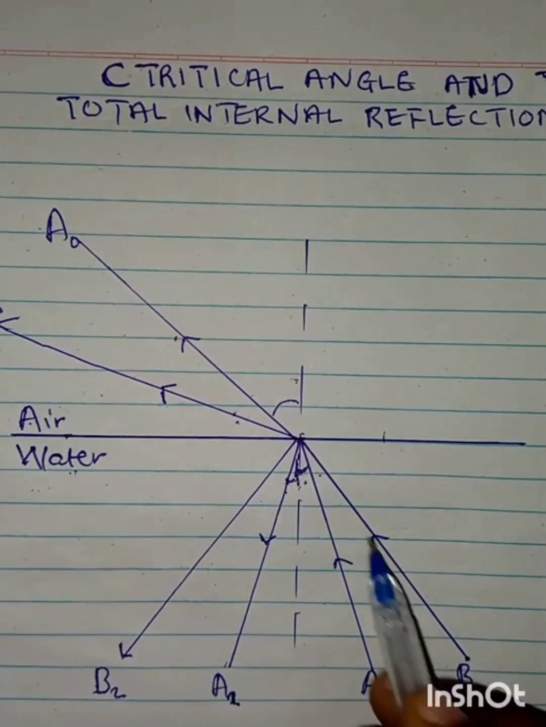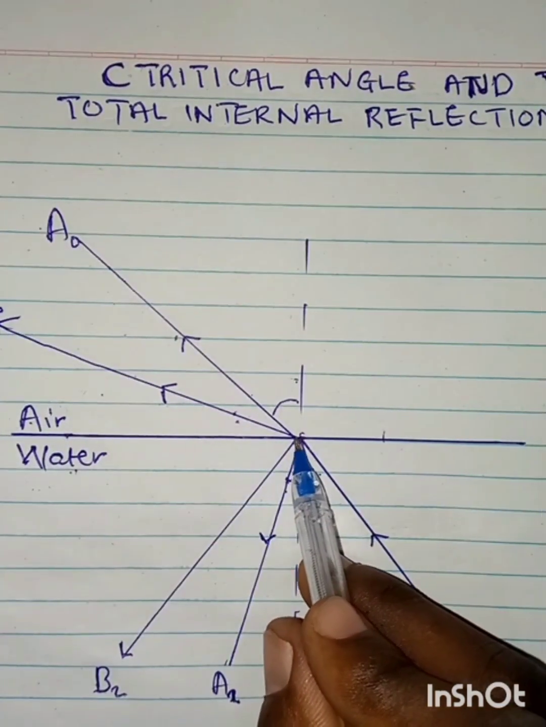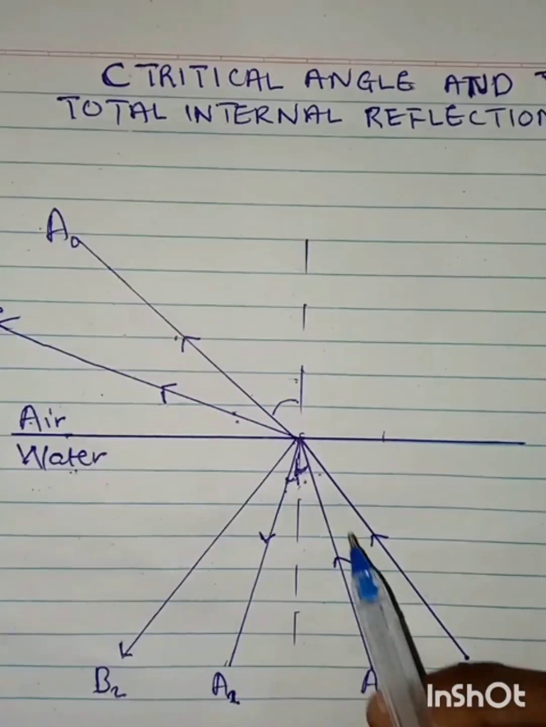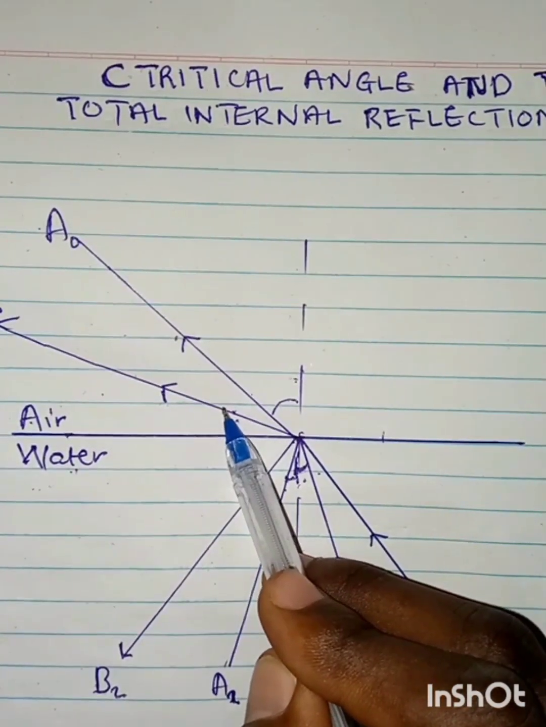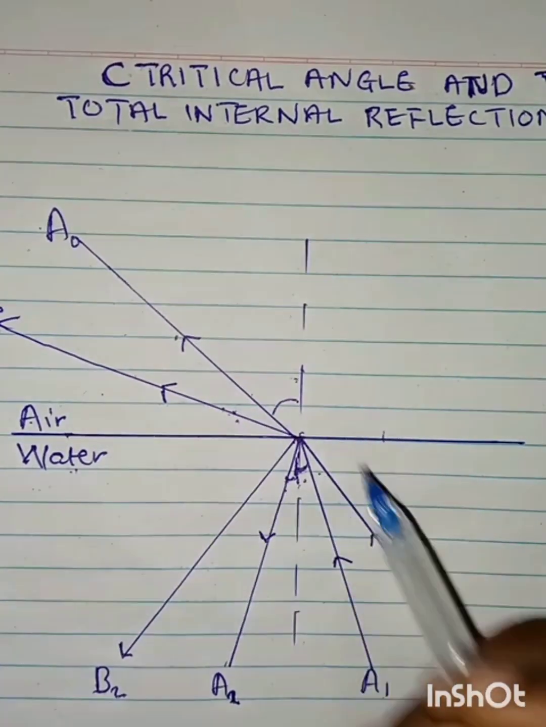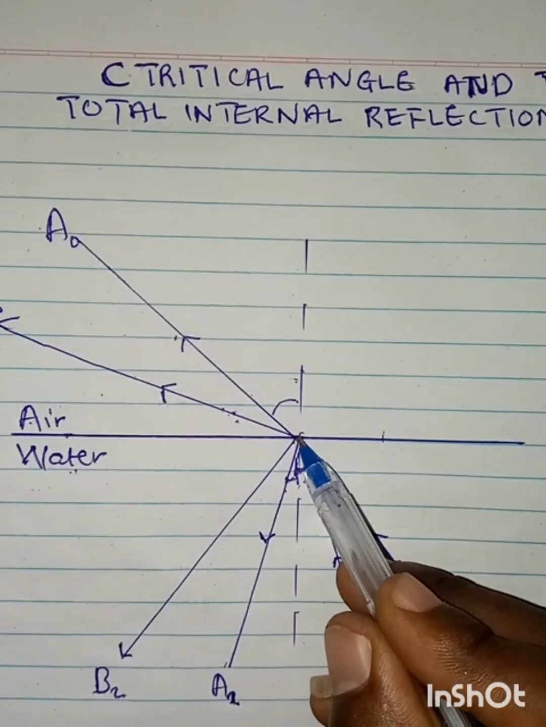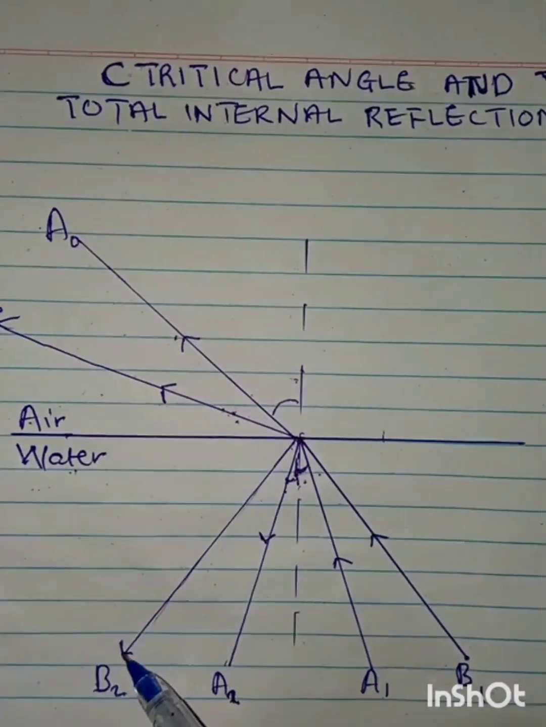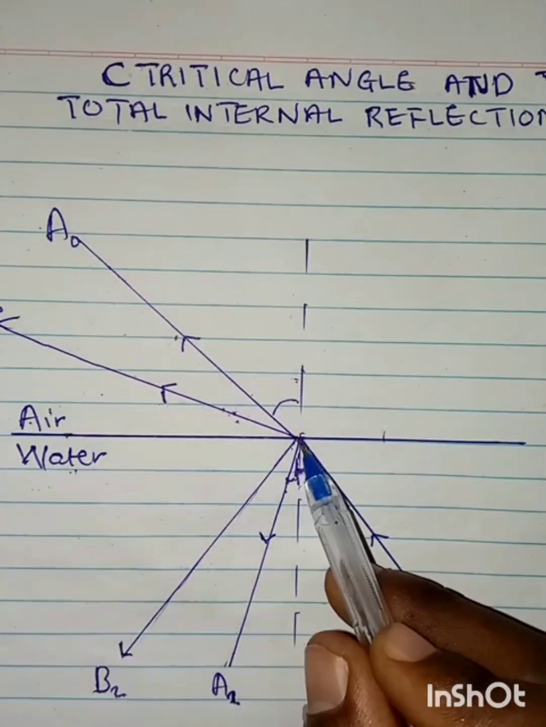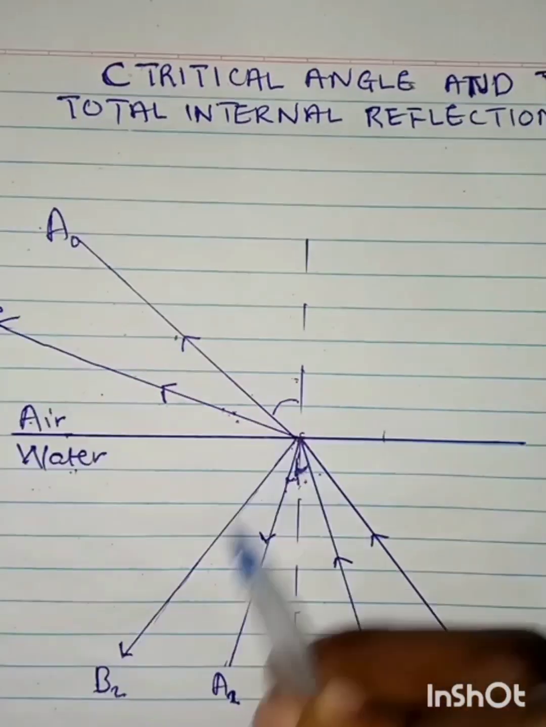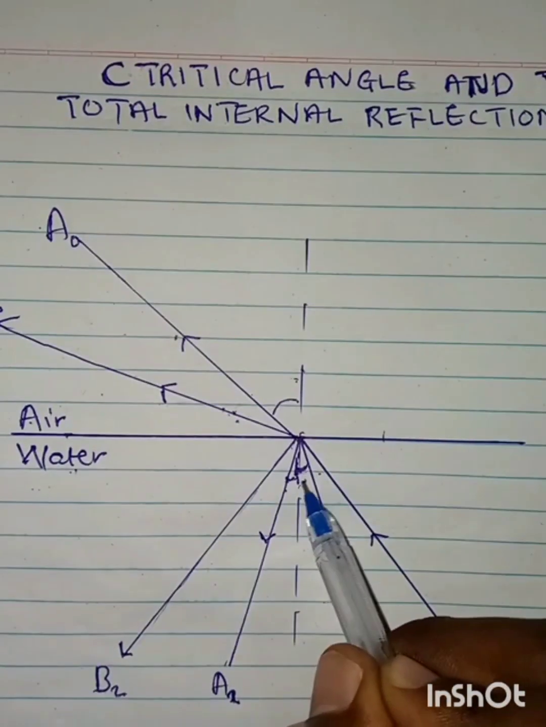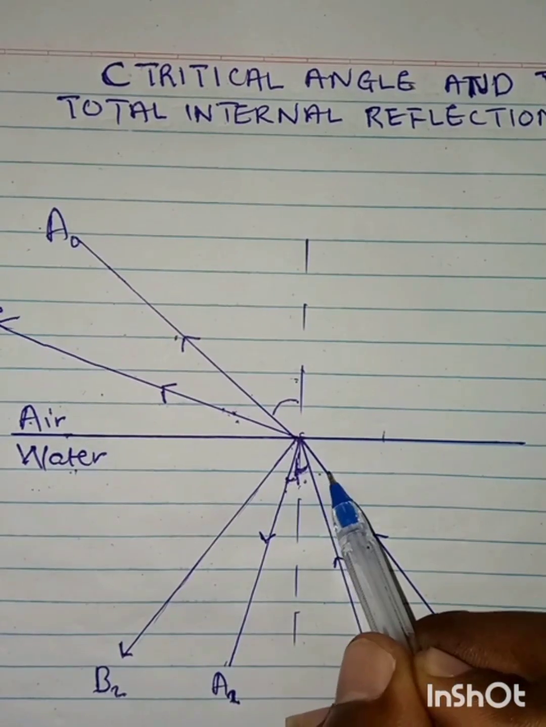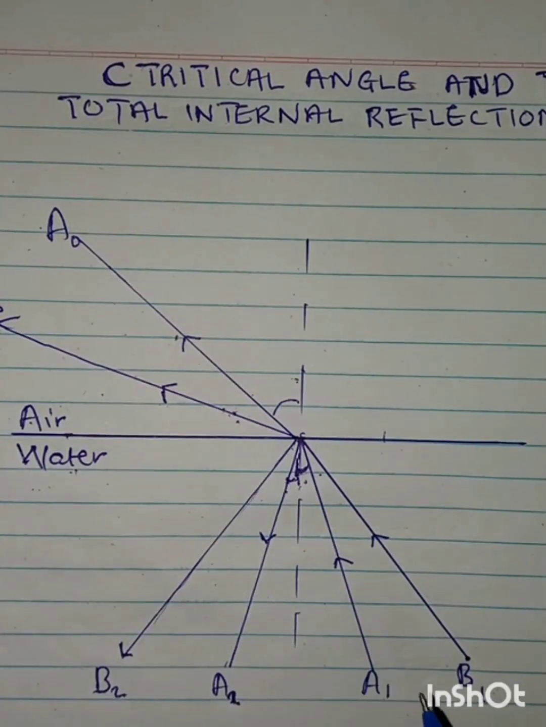Now, as the angle of refraction increases, the refracted ray now becomes weaker than the reflected ray within the more dense medium. This is because it becomes more likely for the light to be reflected than to be refracted due to the increase in angle of incidence.